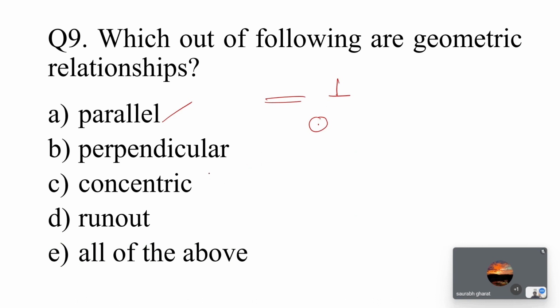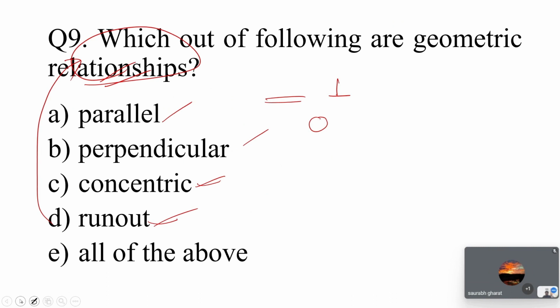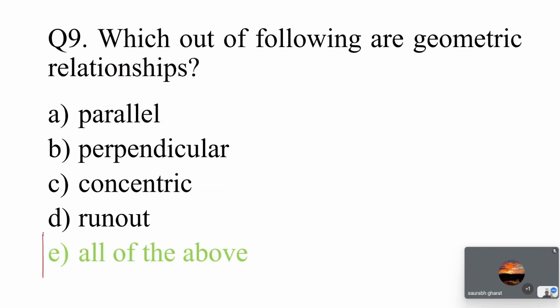Perpendicular, concentric, and runout. Okay, so this is also part of the geometric relationship. This runout is also geometric. So these all are correct answers actually. Also, runout also comes with the geometric relationships. If you go to the slides, this concept is always there. So all of the above is the correct answer.